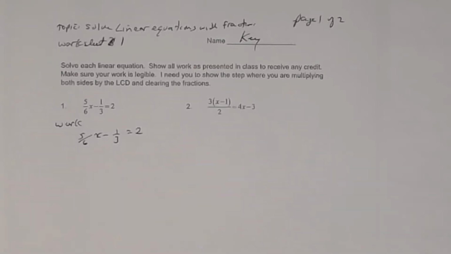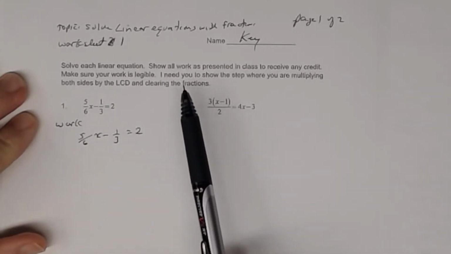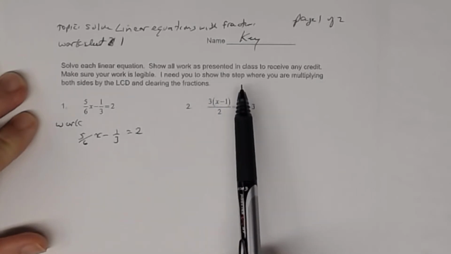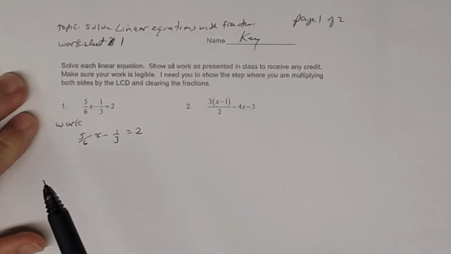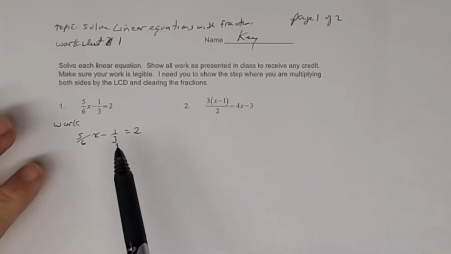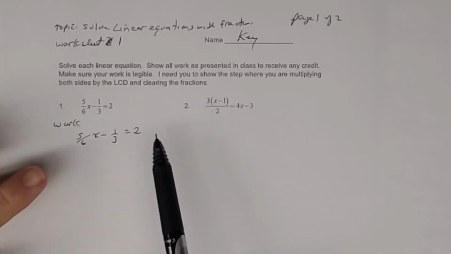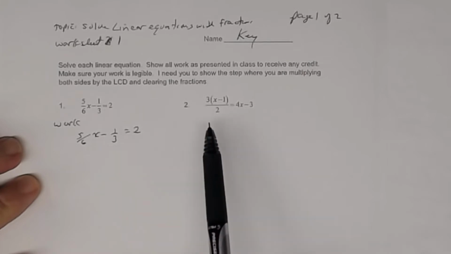This is a key on the worksheet on solving linear equations. On this worksheet, there are 4 problems that you have to solve. Now, make sure you always follow the directions. The direction says this: I need you to show the step where you are multiplying both sides by the LCD in clearing the fractions. So the way I want you to do this is to, at the beginning, multiply both sides by the LCD to clear those fractions.